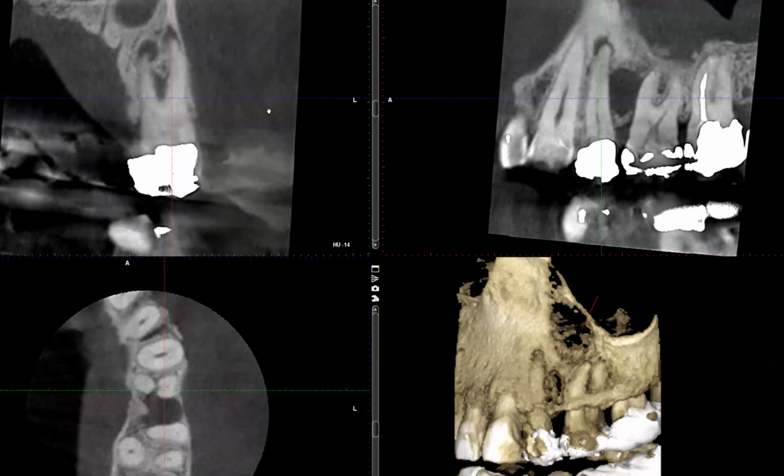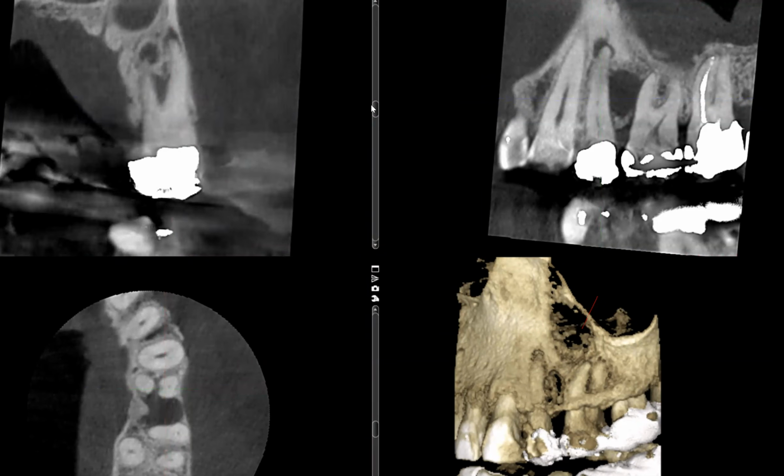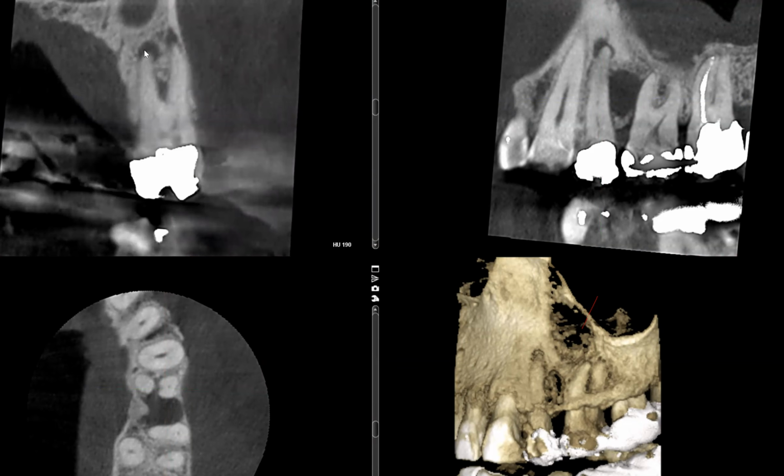And from this sagittal view, it was rather quick and easy to confirm that there are two round radiolucencies centered at each of these root apices, as you can see, right? So when I see that, that pretty much confirms that the tooth is necrotic, and that's consistent with apical periodontitis, which requires a root canal treatment.